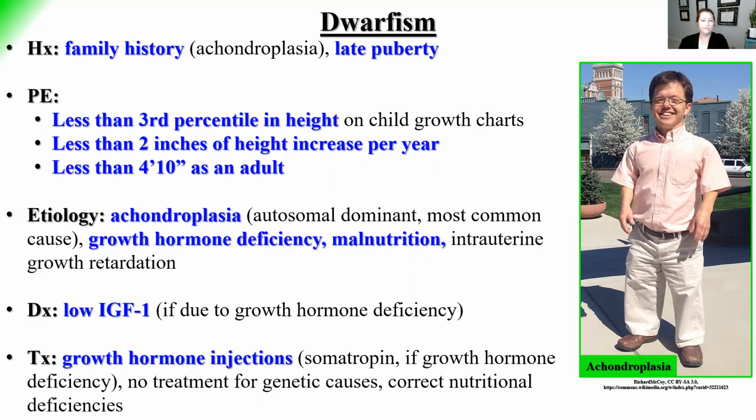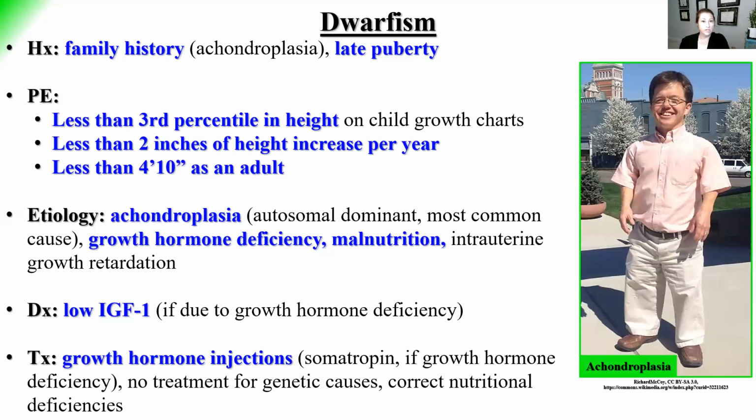On physical exam for this, for somebody who has dwarfism, less than the 3rd percentile on their normal growth charts for their well child checks, less than 2 inches of height increase per year, and then less than 4'10" as an adult. So those are our physical diagnostic criteria.